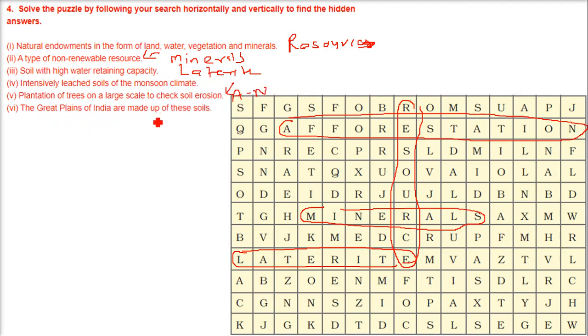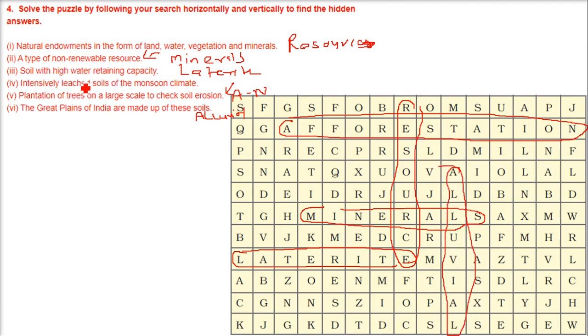The green plains of India are made up of these soils. Now here we'll come to alluvial soil. The green plains of India are alluvial. So where are alluvial soils? Let us find out. This is alluvial.